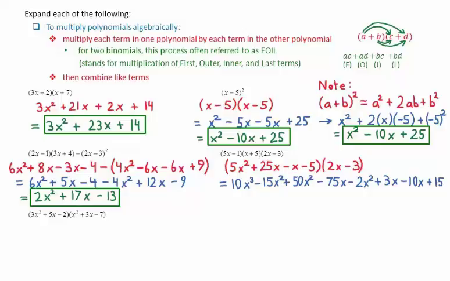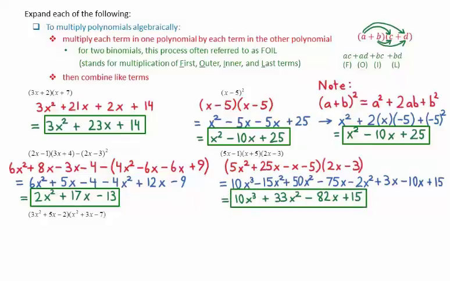We then combine all of the like terms. We only have one x cubed term, 10x cubed. We have negative 15x squared plus 50x squared minus 2x squared. This gives us 33x squared. For the x terms, we have negative 75x plus 3x minus 10x. This gives minus 82x. And finally, we only have one constant term, plus 15.